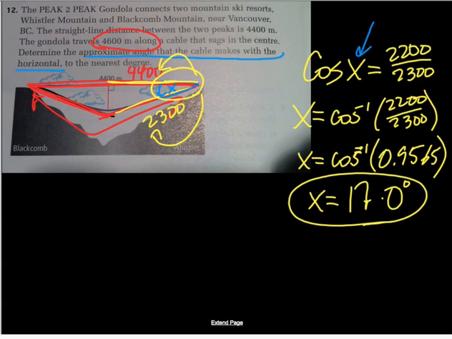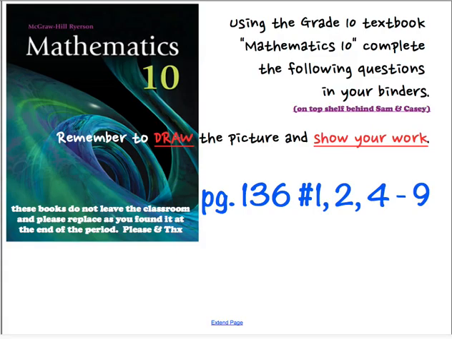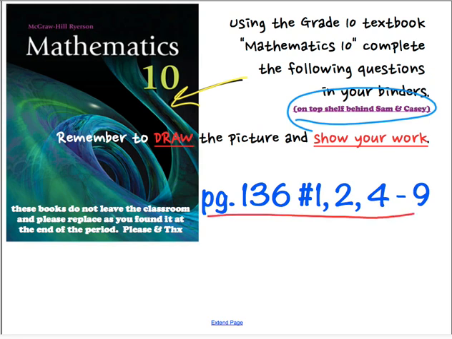Okay? So there's your basic review, so to speak, of how to figure this out. What I want you to do is grab these textbooks. These are the ones we used last year. And they're found, like I say, right here, right behind, on the top shelf behind where Sam and Casey sit. All right, I want you to work on these questions. 136, they're all trigonometry questions, they're all grade 10 questions.